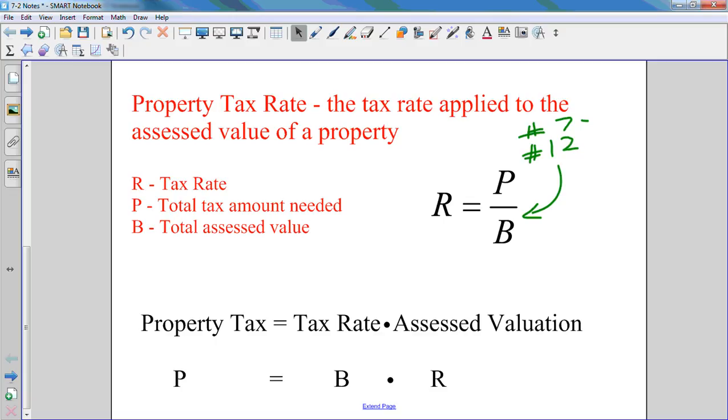So they take the property value of our entire district, and they say, okay, in order to get that $2 million, we're going to divide it by the property value, and that's going to be the rate. That's the rate we have to charge in order to get our money.